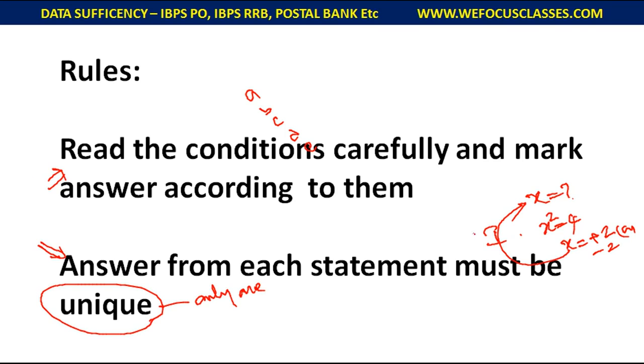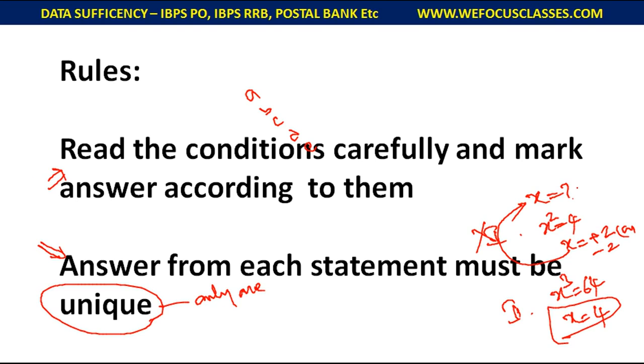So by using the first statement, you can't answer the question. I'm saying from each statement, the answer must be unique. And by using the second statement, what will happen? Let's say the second statement is given as x cube is equal to 64. If you solve, you'll get x is equal to 4. Yes, you got the answer, only one value. There are no two values for x. So your job is done. You got the answer by using the second statement, meaning the second statement is sufficient to answer the question.